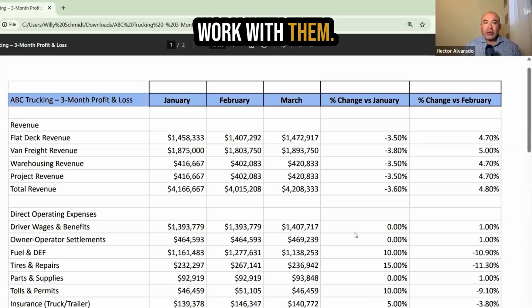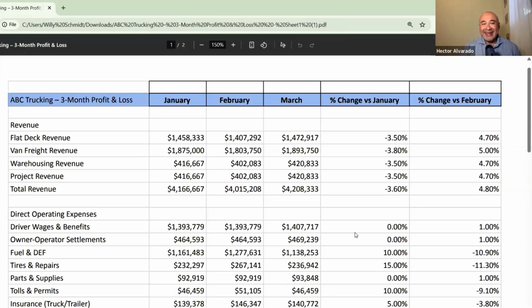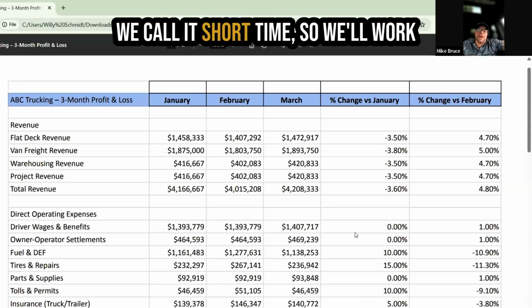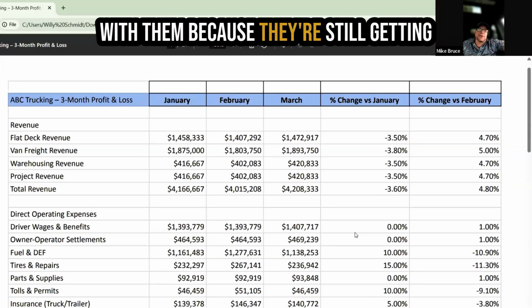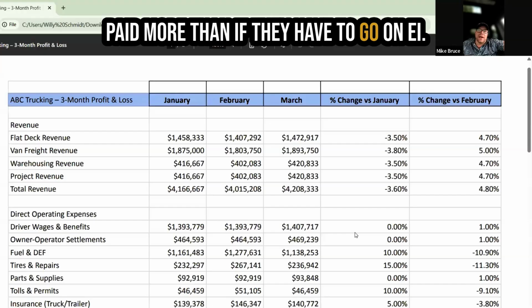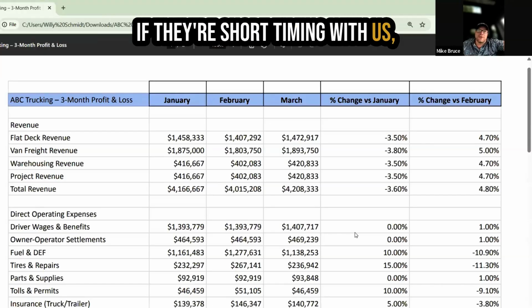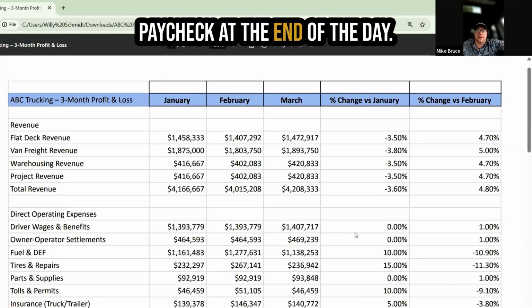Yeah. Work with them. Oh, go ahead, Mike. Sorry. No, we do the same thing. We call it short time. So we'll work with them because they're still getting paid more than if they have to go on EI. If they're short timing with us, they're still getting a bigger paycheck at the end of the day.